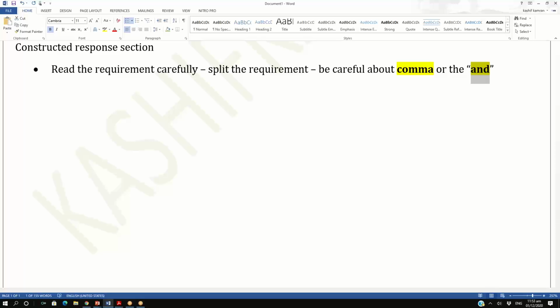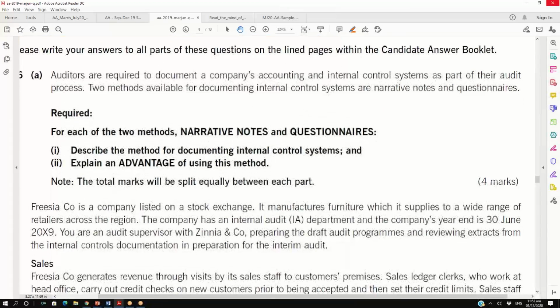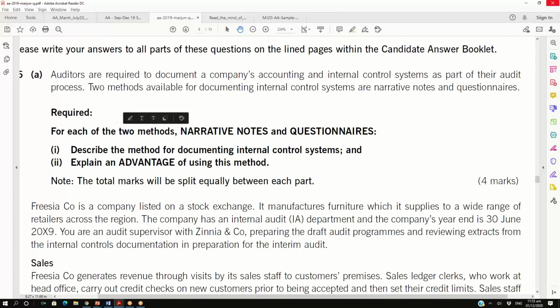Now, if I just go back, look at this requirement. It says for each of the 2 methods. That means the 2 methods are narrative notes and the next method, questionnaire. So for each of the 2 methods, describe the method for documenting the internal control system. So you need to describe what a narrative note is. You need to describe what a questionnaire is. So you need to describe the method, number 1. And then you can see this and here. And you need to explain the advantage for using this method.